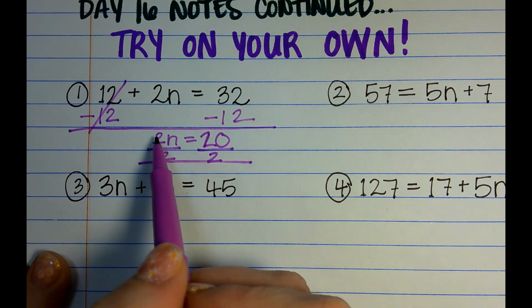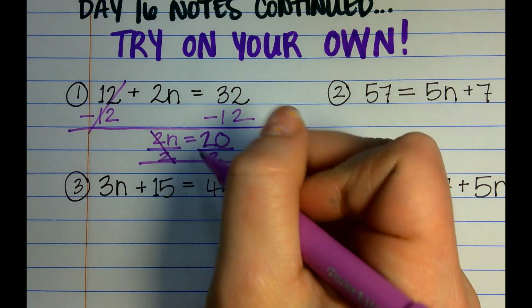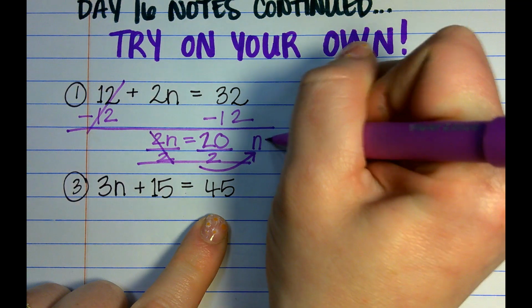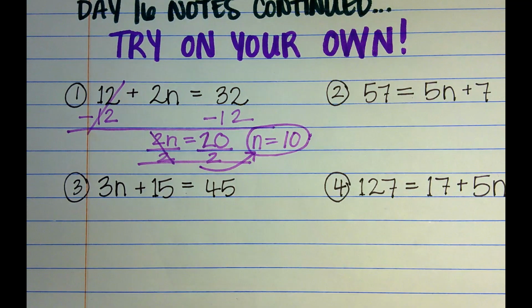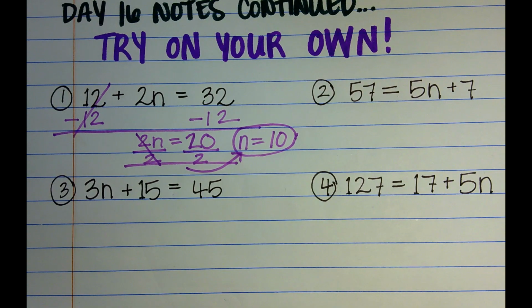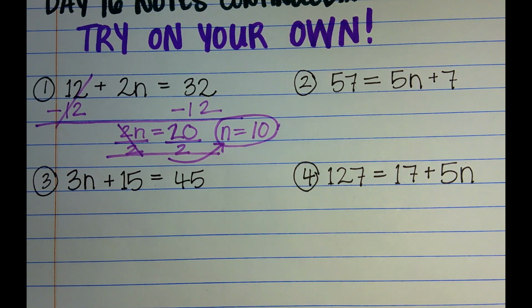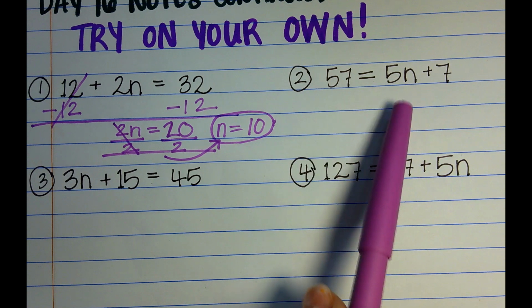So I'm dividing by 2. My 2s cancel, and I will get an answer of what? 10. Yep, n equals 20 divided by 2, which is 10. That's our answer for number 1. Do we have any questions about number 1? Okay, let's try number 2. Somebody else, who would like to guide me through number 2? Who feels confident?